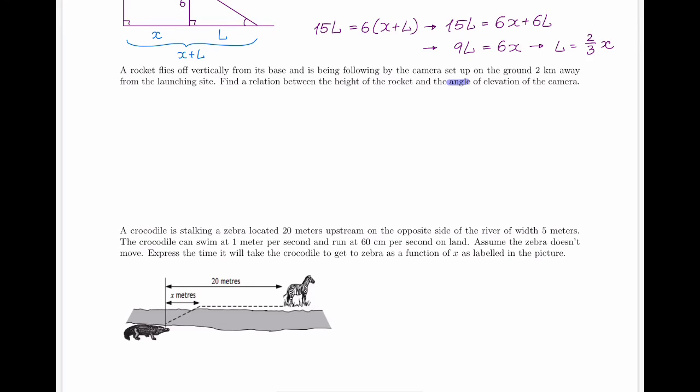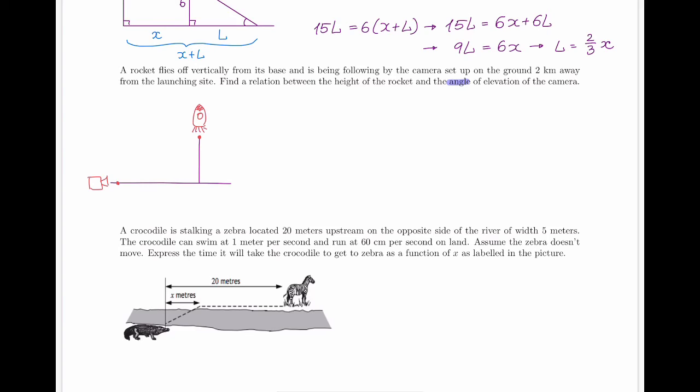So I have the ground level and I have a rocket that flies off vertically from the base, and I also have a camera somewhere on the ground. So let's say this is where my camera is. Here is my interpretation of the camera, and this is where the rocket flies off at height h. Okay, so here's my rocket. There we go. This is the best I can do in terms of pictures.